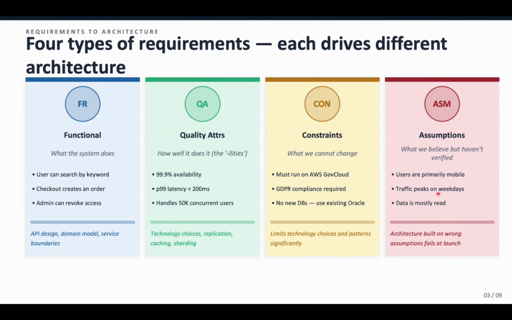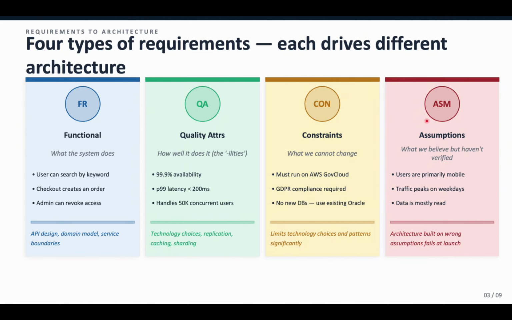And then we have the assumptions. These are the most dangerous. An assumption is something you believe to be true but have not verified, like traffic peaks on weekdays. Users are mostly using mobile phones. The data is mostly read, not written. If your assumptions are wrong, your architecture will fail in ways you cannot predict.